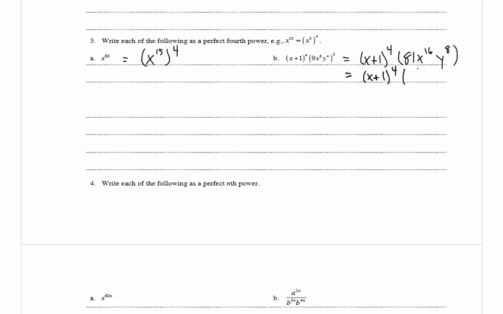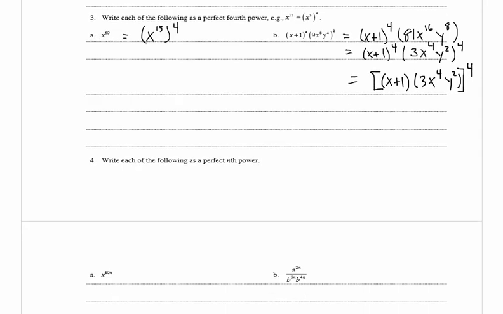is equal to 3 to the 4th power, so we could say 3. 16 divided by 4 is equal to 4, x to the 4th. 8 divided by 4 is 2, so we could write this as y to the 2nd, all to the 4th power. And now we can say that this is equal to x plus 1 times 3x to the 4th, y squared, all to the 4th power.